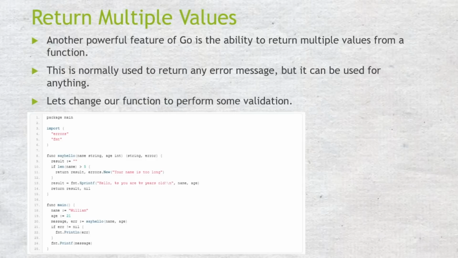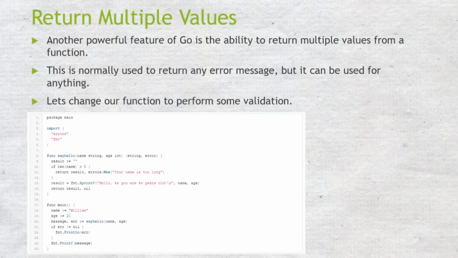If it's not, then we go using the same code as before, creating a result variable and assigning it that value of hello, whatever the name is, you are whatever age, years old. And then we return result, nil. Nil is a special keyword in Go that's a blank value or a placeholder. So here we're saying there's no error, and it returns back nil.